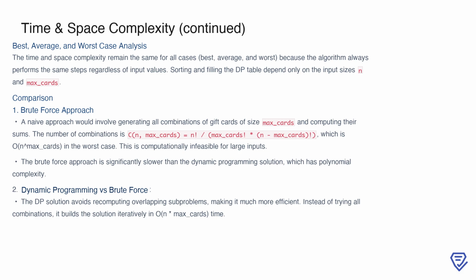In contrast, the dynamic programming solution avoids redundant calculations by leveraging overlapping subproblems, achieving a far more manageable time complexity of O(n * max_cards). This makes dynamic programming an optimal choice for solving this problem efficiently.